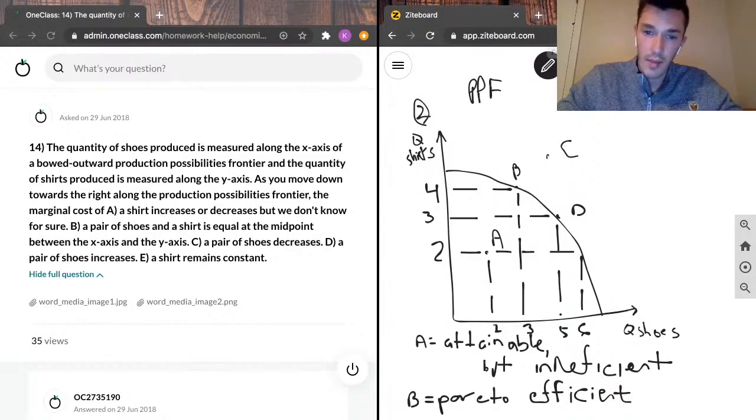So point C, which is outside, is preferable. At point C, you'd probably have like 6 shirts and 4 pairs of shoes, which you'd prefer to any combination along the PPF line, but it's unattainable. We don't have the resources to have it. Preferable, but unattainable.